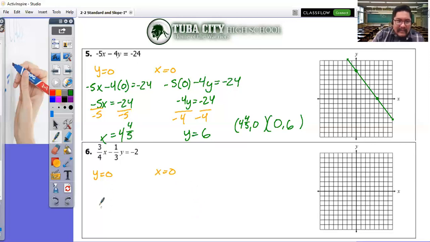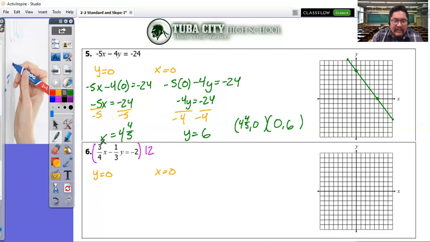And I'm going to see if I can hurry up and get this next one before the second bell rings, in case you have a second hour to go to, or your next hour to go to. Before anything even happens on this one, I'm going to take a shortcut and multiply everything by 12. The reason I'm going to do that is because I want to get rid of all these fractions.